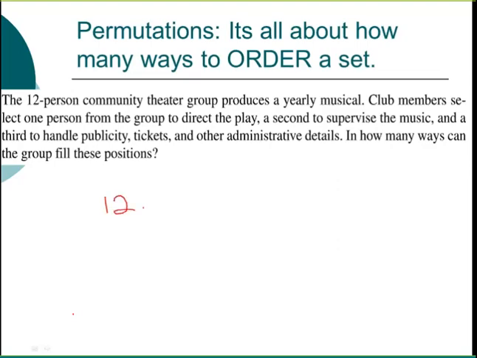Well, we've got 12 people, and we've got 3 different jobs. Let me just make sure that was 3 different jobs. We got director, 2nd to supervise, and 3rd person, yes. So basically what we have is a permutation of 12 people, but we're only taking 3 at a time. Now it's a permutation because we care about them in a particular role, a position. Because we care about position, it is talking about order.